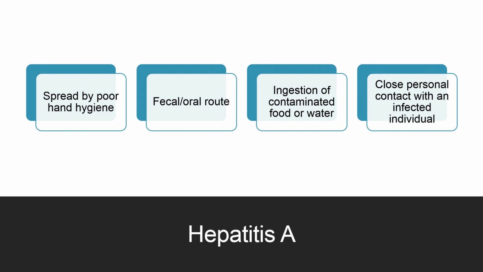So hepatitis A is spread by poor hand hygiene. It is the fecal oral route, meaning hand to mouth contact, or other close contact such as oral to anal or anal intercourse. The incubation for hepatitis A is 2 to 6 weeks. It can also be caused by ingestion of contaminated food or water.